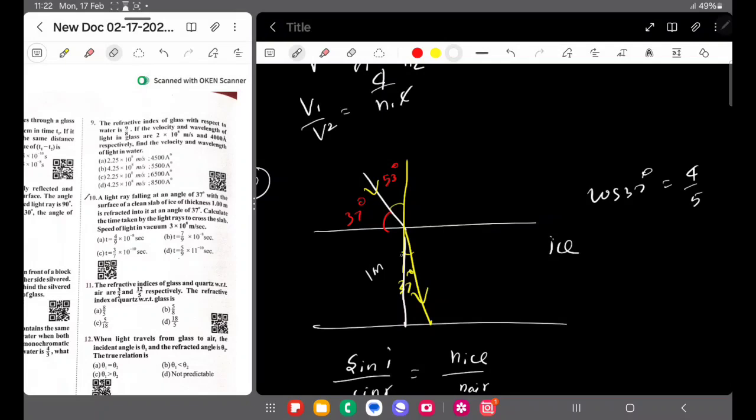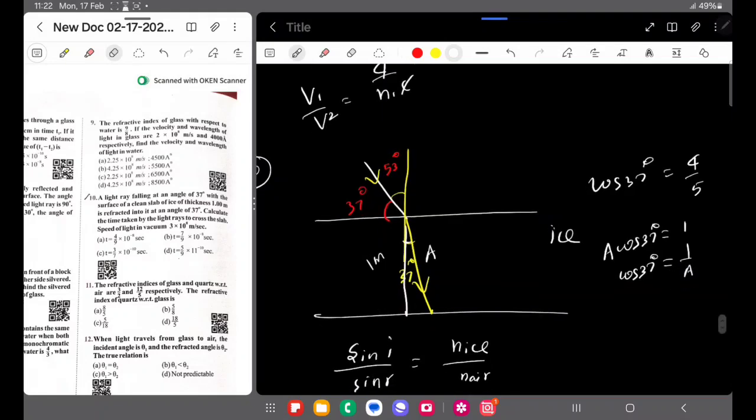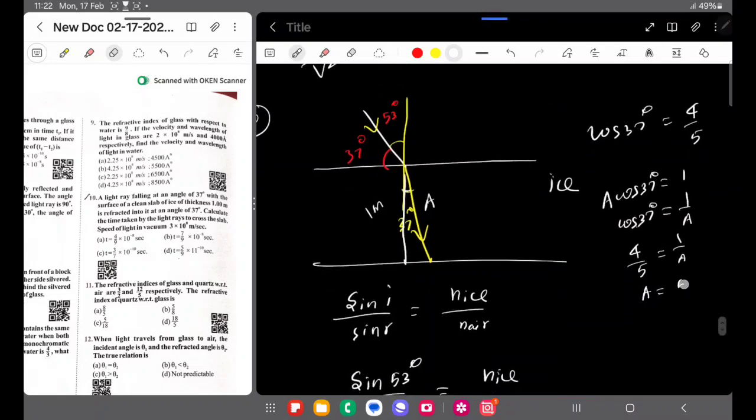And consider this right angle triangle. Cos 37, if this distance is considered as A, then cos 37 equals 1 by A. So cos 37 is equal to 4 by 5, which is equal to 1 by A. So A equals 5 by 4. So we got this distance.